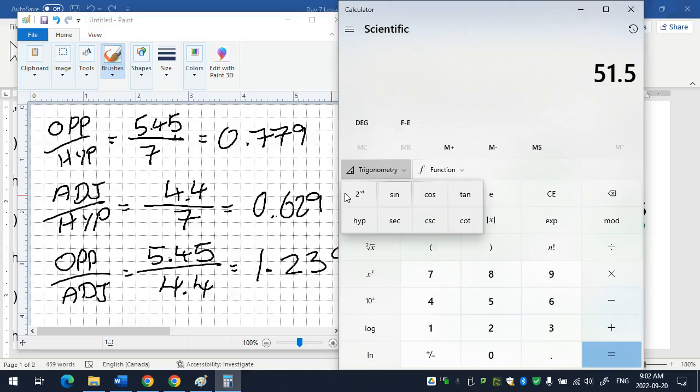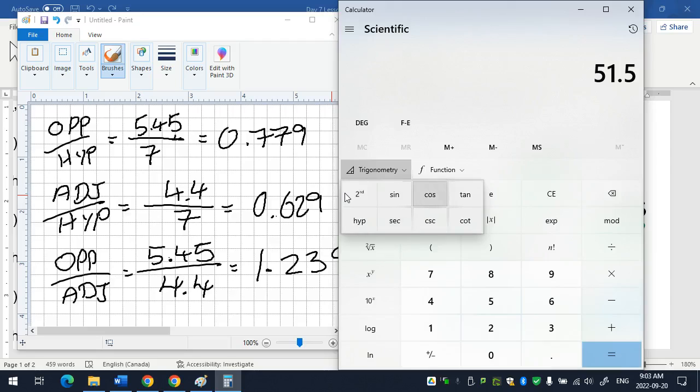Which one am I going to choose now? We're done the first one. The second one is cosine, so you click cosine. We should get something very close to what? What's this number? 0.629. Here's the hope: if it's really, really different, I should not be teaching you math.